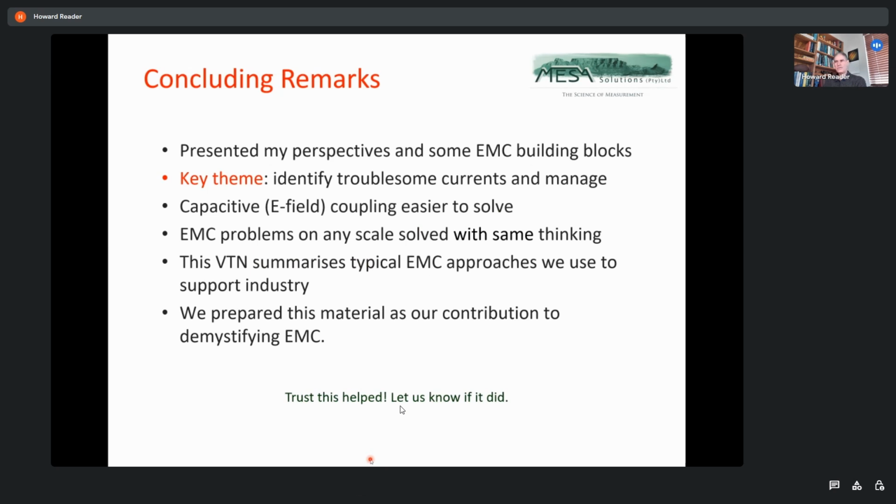The capacitive or electric field, very much like the rain you saw on that Dutch cartoon roof that I showed you to begin with, capacitive coupling, electric fields are easy to get rid of. You put metal plates, you ground them, and the problem is solved. EMC problems on any scale are solved with the same thinking. Whether it's large boxes, whether it's small microcircuits or printed circuit boards, we use the same thinking.